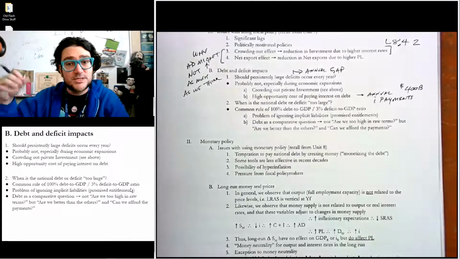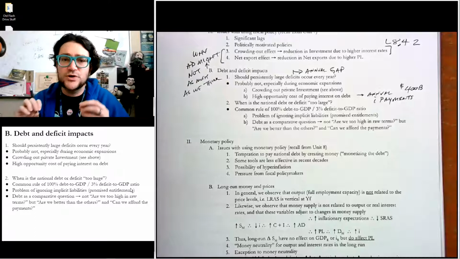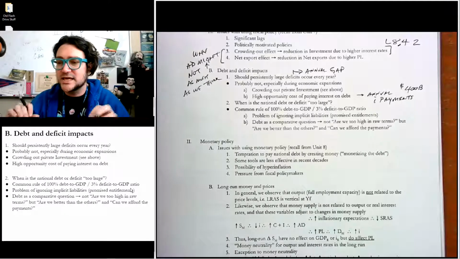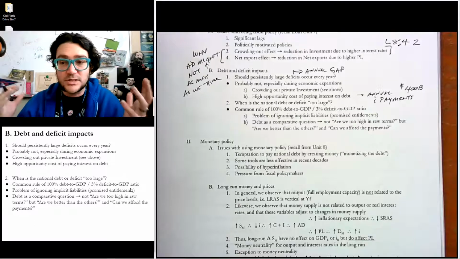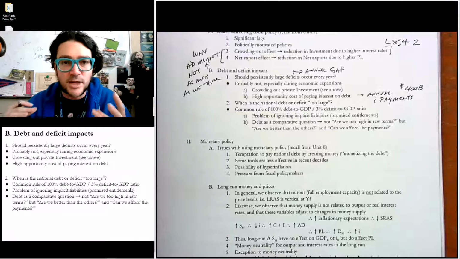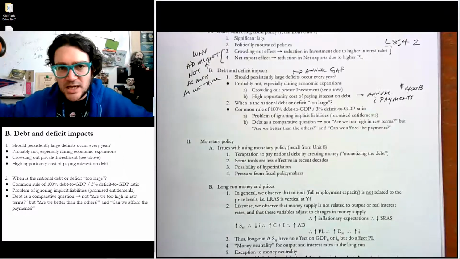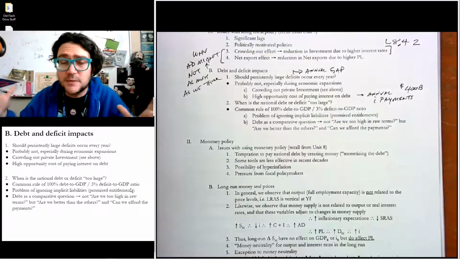Now, the question then becomes, when is the debt or the deficit too large? It's very important to recognize that most economists wouldn't say that a raw number matters. Now, there are certain political lobbying groups and things like that that will basically use headline grabbing numbers. They'll say $25 trillion, $30 trillion. They'll have these very large numbers, and it is a big number.